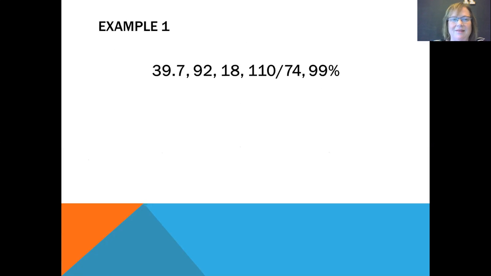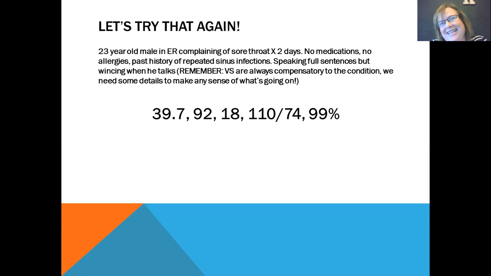Hey, wait a second. Let's try that again. Do you remember I said we never look at vital signs outside of the context of the patient? So here's the situation. We've got a 23-year-old man coming to the ER complaining of a sore throat for a few days. He takes no medications, he has no allergies, he has a past history of repeated sinus infection. He's speaking in full sentences, but he's wincing when he talks. And remember, he's got a sore throat. And so here we go again.